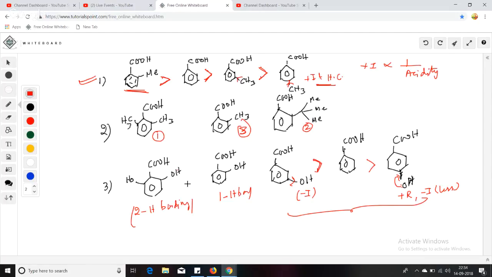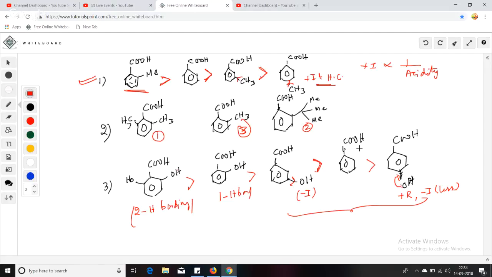But if you compare these two, here we have the ortho effect and hydrogen bonding. Two hydrogen bonds here, so most stable, most acidic. The order is this. Like this, we can compare the acidic nature of carboxylic acids. Two more very important comparisons.